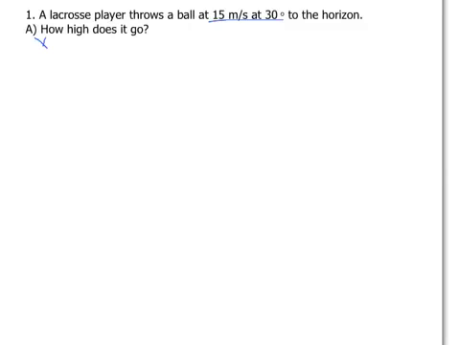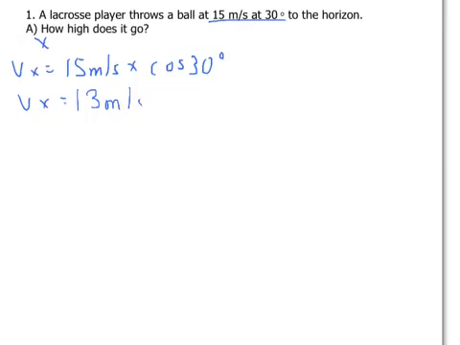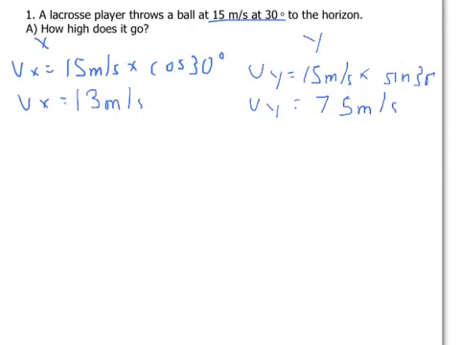In the x component, our Vx is 15 meters per second times cosine of 30, and that is equal to 13 meters per second. For the y component, we know our Vy is going to be 15 meters per second times the sine of 30 degrees, and that is going to be equal to 7.5 meters per second.